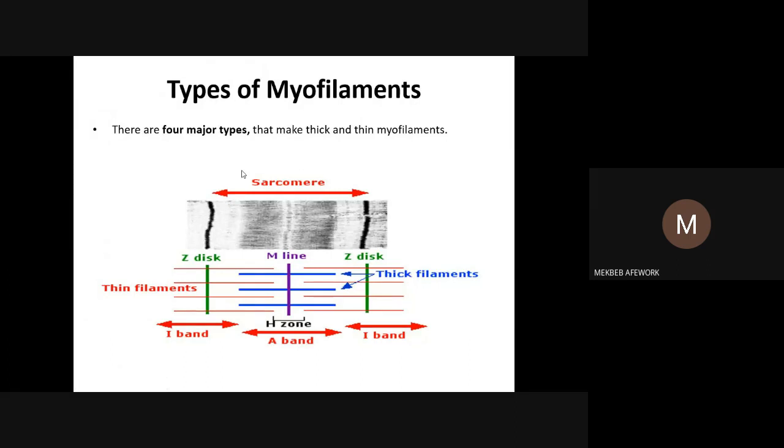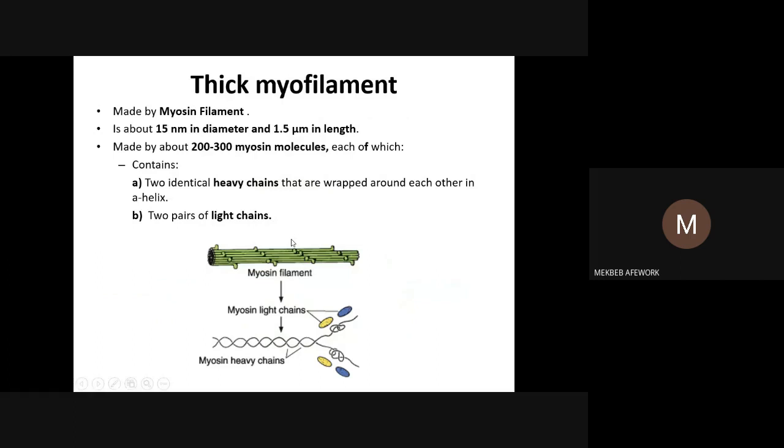And for this, the myofilaments are mainly 4 types. It is the 4 types of myofilaments that have caused the type of descriptions, structures I've told you. This could be divided into 2. One type are thick myofilaments. The thick one is made by myosin filament.